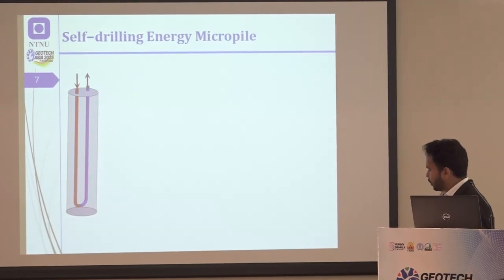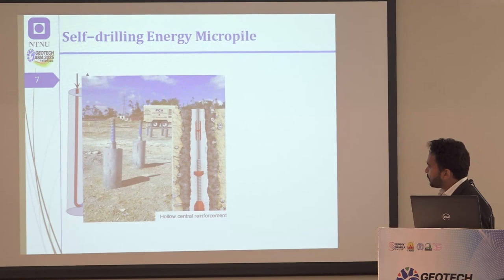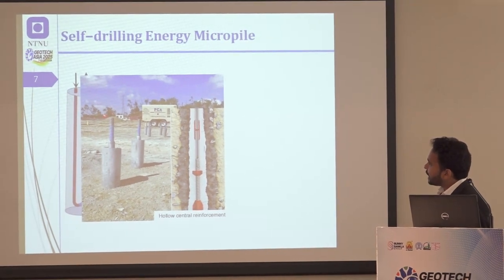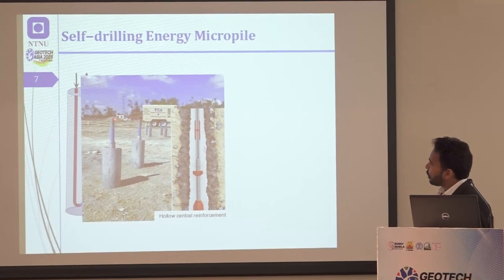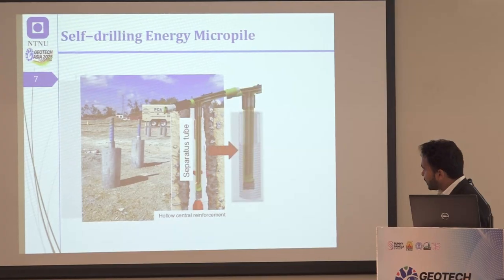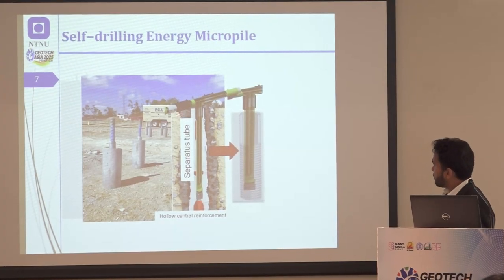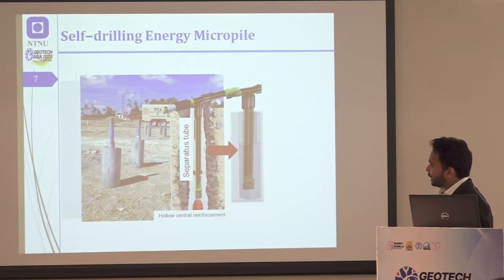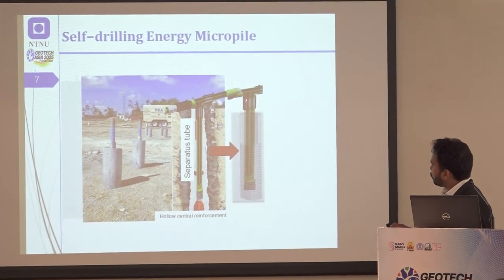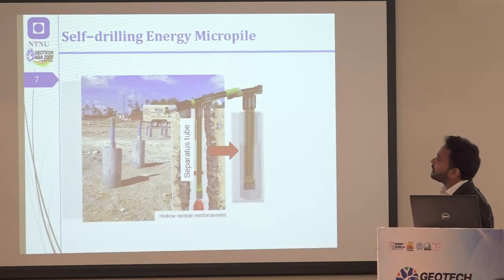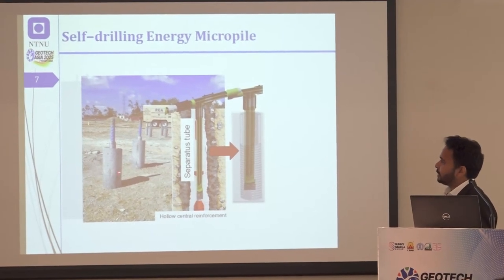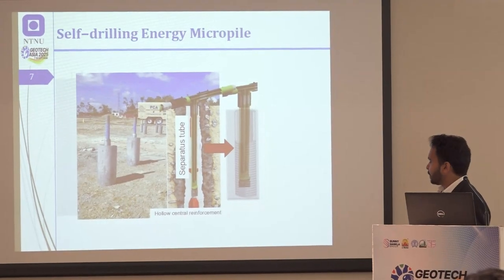that can usually be installed. But what happens is that most of these self-drilling piles are like this, where you have central reinforcement, and this reinforcement is hollow from the center. So we came up with a solution: this type of separator tube comes on the market for boreholes. Why not install this separator tube inside this hollow portion, like this, and then we can utilize this pile as an energy micropile? Otherwise, there is no way to utilize these piles as energy micropiles.